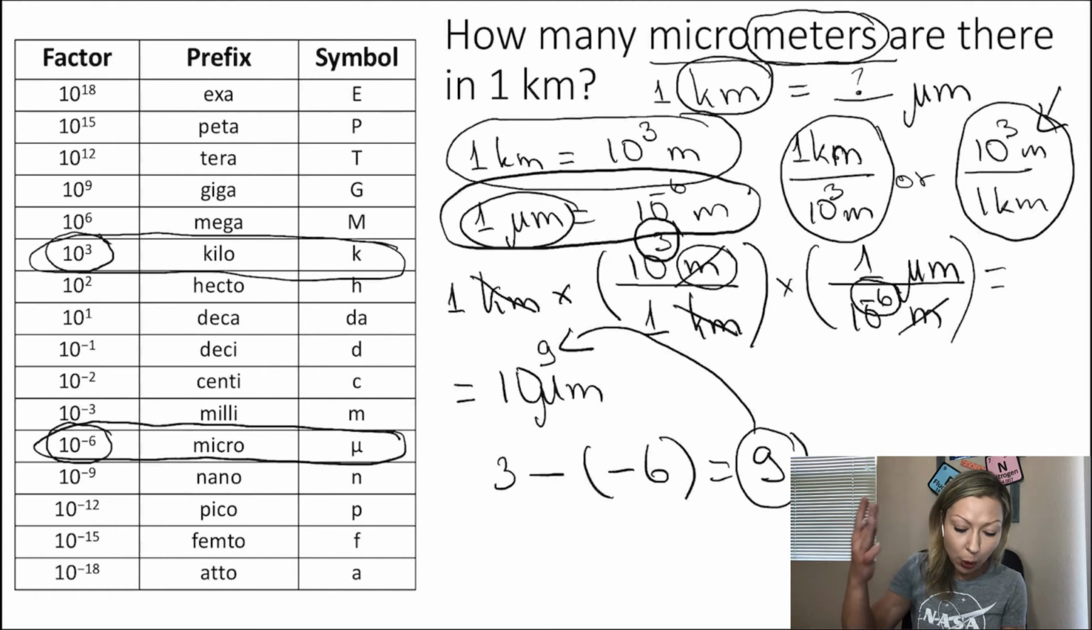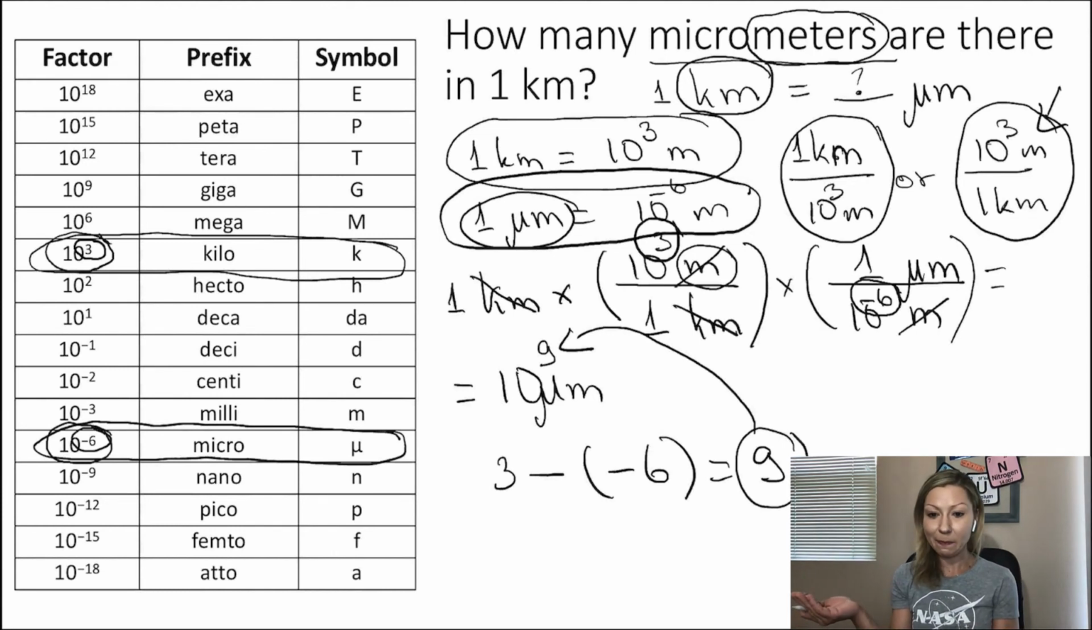So simply when you are going from kilo to micrometers, you will have to take the exponent in kilo minus the exponent in micro, and you are going to get the answer. Okay, let's do another example.